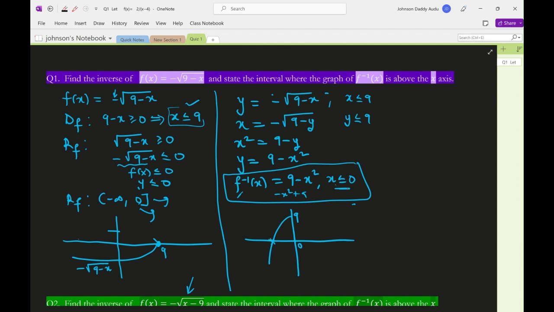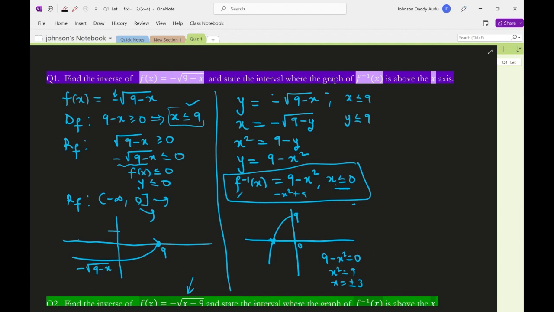Now we can get the x-intercept here. Just set the function to 0. 9 minus x squared equals 0, and we'll get x squared equals 9. You will have x is plus or minus 3.